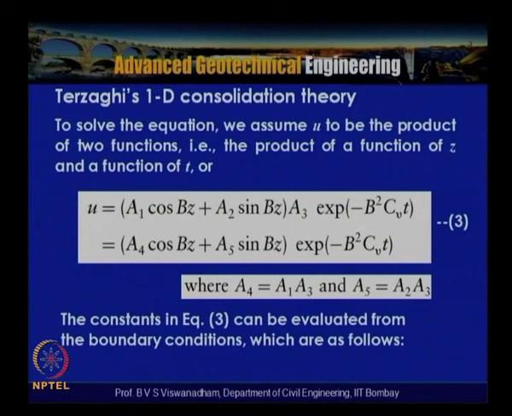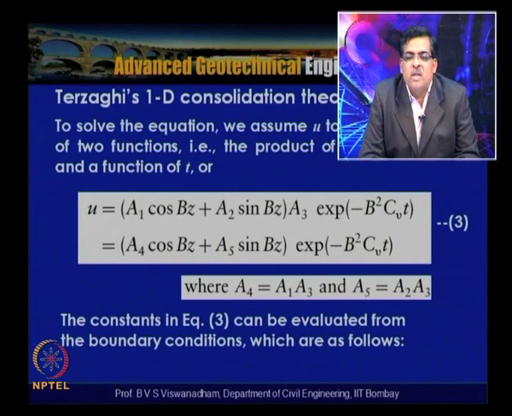To solve this equation, we assume that u, the pore water pressure, is the product of two functions, a function of z and a function of t, given as u is equal to (a1 cos bz + a2 sin bz) a3 e^(-b² cv t), which is equal to (a4 cos bz + a5 sin bz) e^(-b² cv t), where a4 is equal to a1 a3 and a5 is equal to a2 a3. The constants in equation 3 can be evaluated from the boundary conditions, which are as follows.